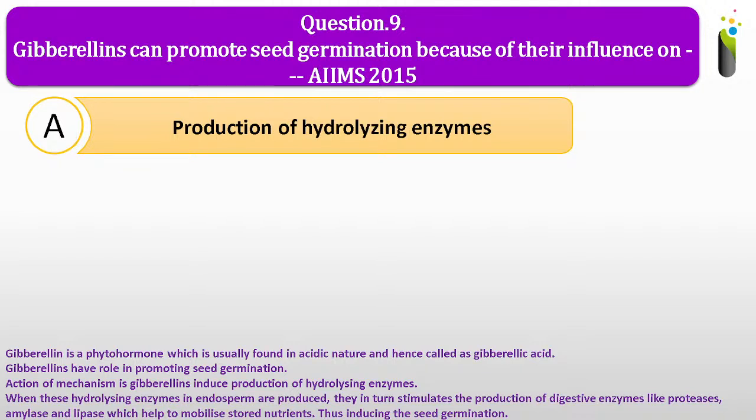And how does it bring about the seed germination? By production of hydrolyzing enzymes. So, when these hydrolyzing enzymes in the endosperm are produced, they in turn stimulate the production of digestive enzymes like the proteases, amylases, and lipases, which help to mobilize the stored nutrients. And this induces the seed germination. Did you all understand?